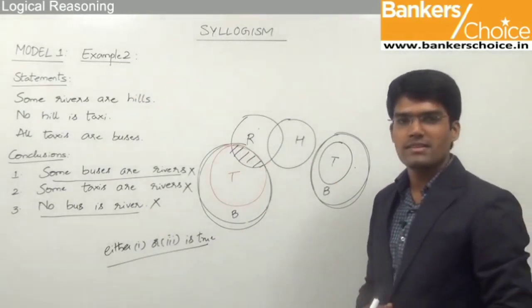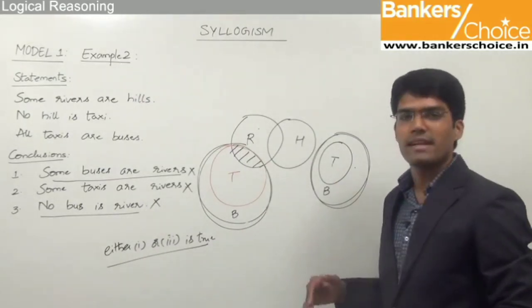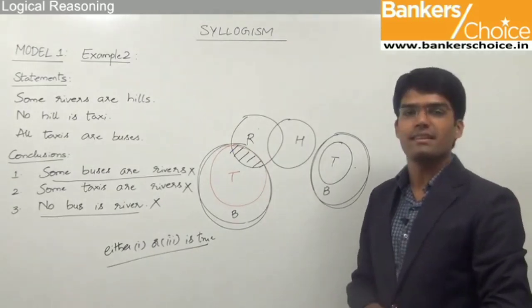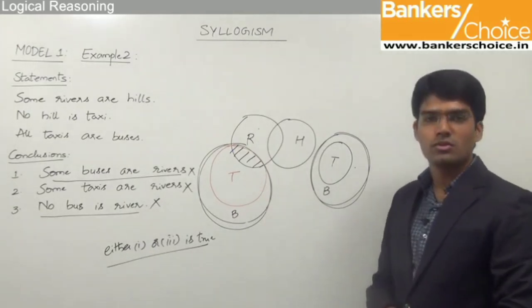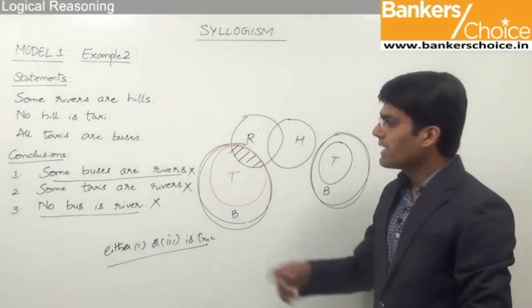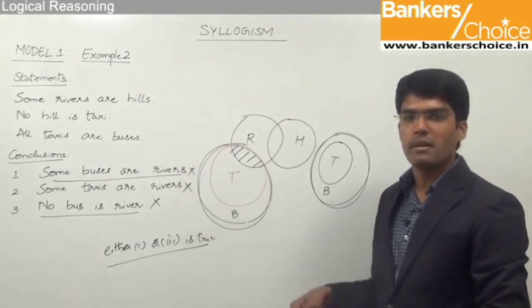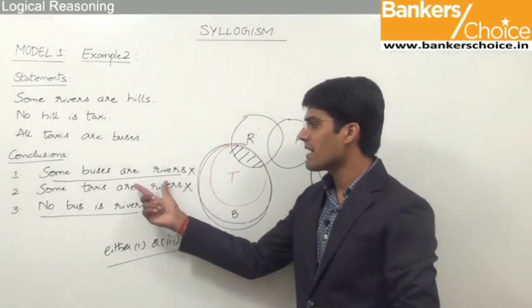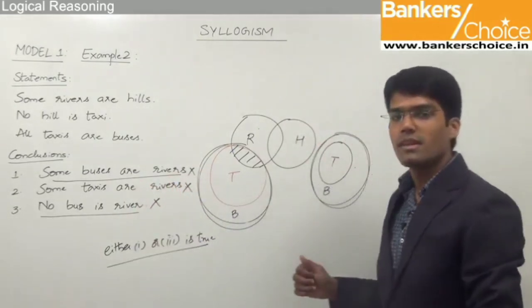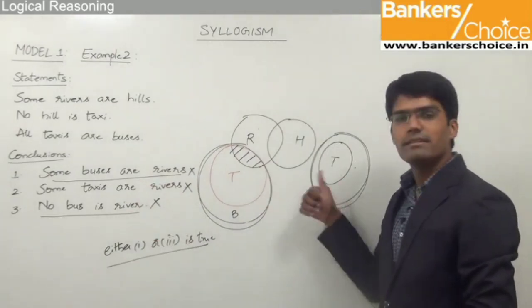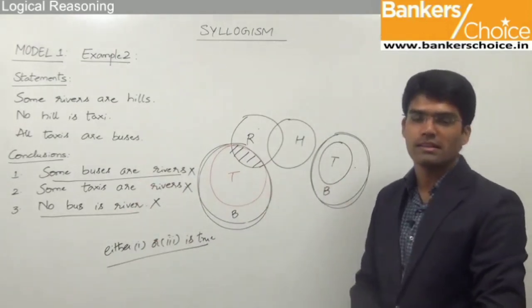So again friends, as you can see, we need to go for the basic diagram, but at the same time check from the various other diagrams whether these conclusions are true or false. And whenever the given conclusions have got a complementary pair, like this, some buses are rivers and no bus is a river, we need to be careful and check whether these are true in either one or the other case.